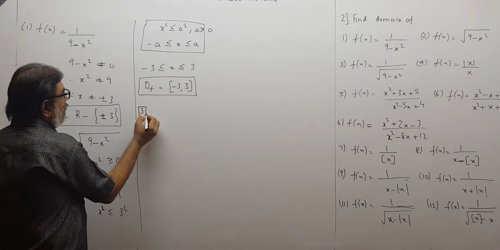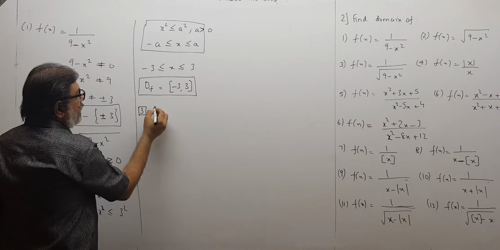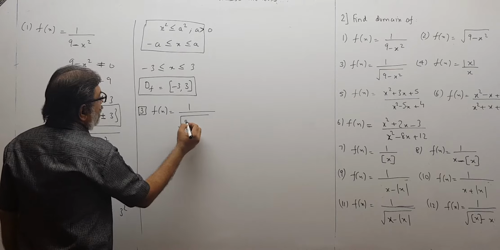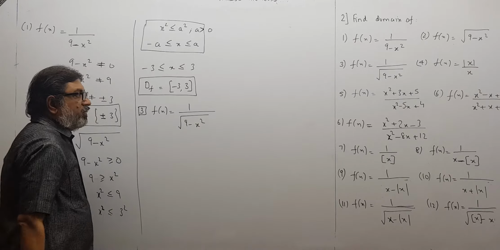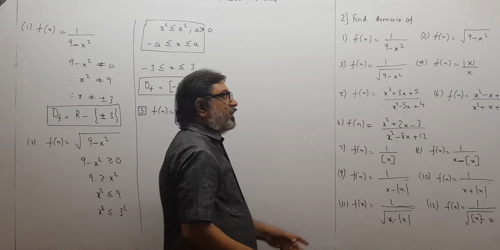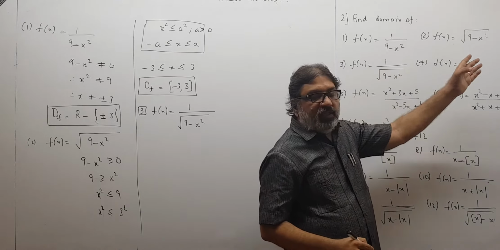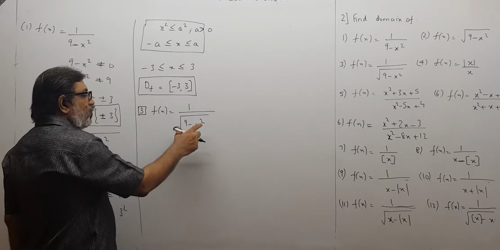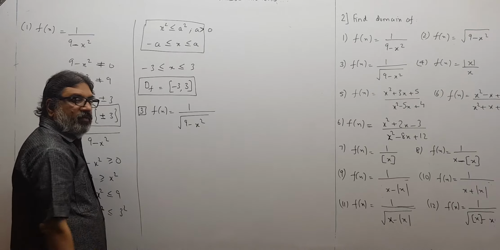Third, see, it is given to me that f(x) is 1 upon root of 9 minus x square. See how the question is changing from 1 upon 9 minus x square to root, then 1 upon root, and all are getting different answers. See, the root will exist if this is positive or 0.